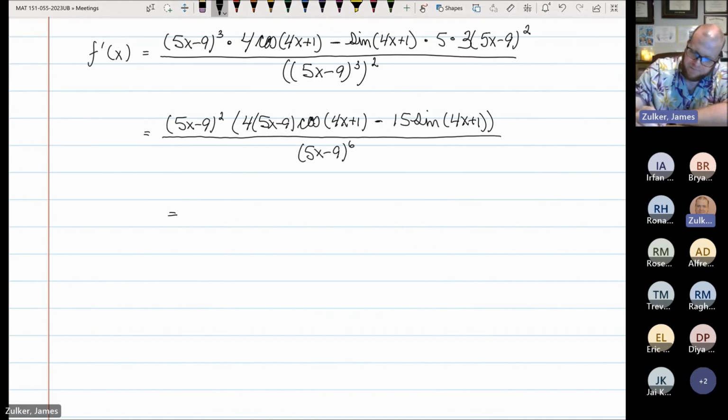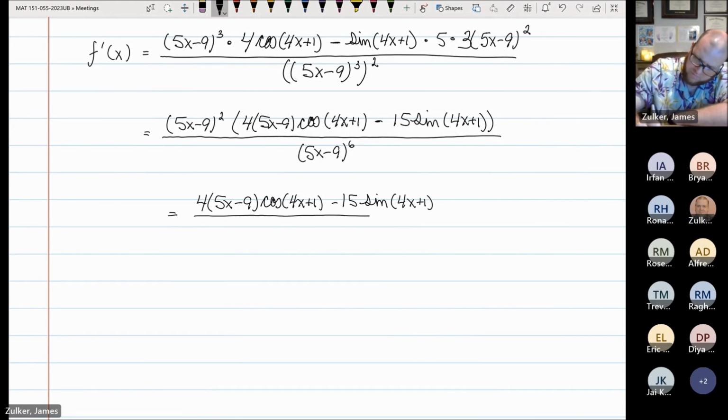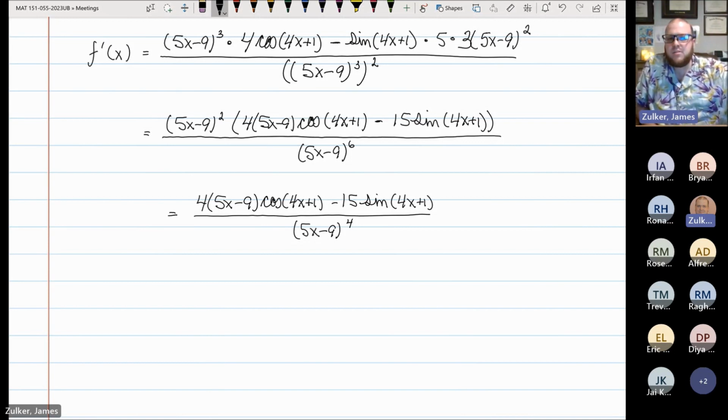And then, of course, that can be simplified further. So I want to distribute that 4 through. And we'll be left with a 5x minus 9 quantity 4th power in the denominator.